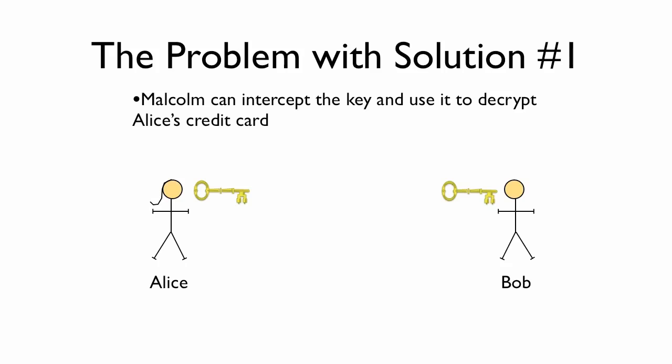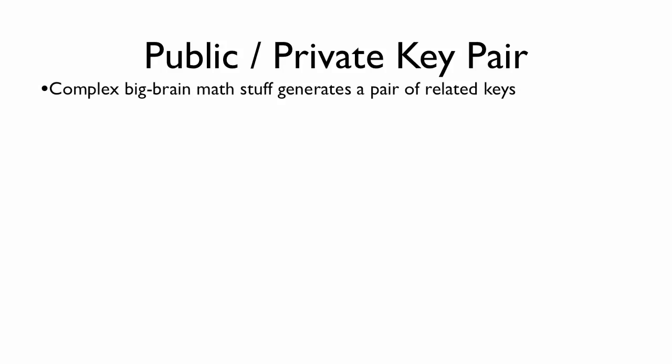Well, I'm going to take a minute and talk about public-private keys, what they are. Public-private keys are really nothing more than just a complex algorithm involving really large prime numbers and some big brain math stuff that some really smart people came up with to generate a pair of related keys.